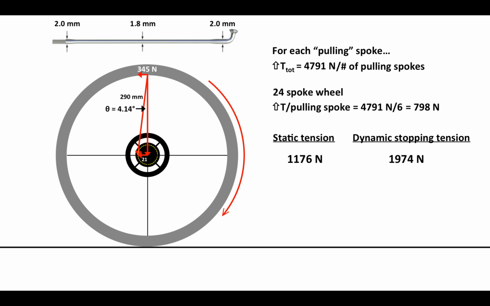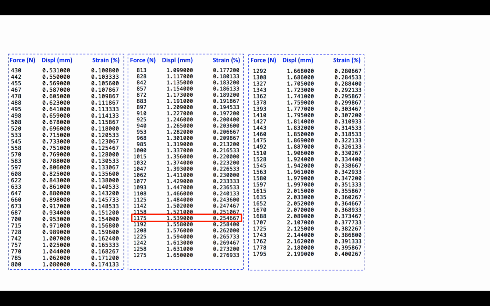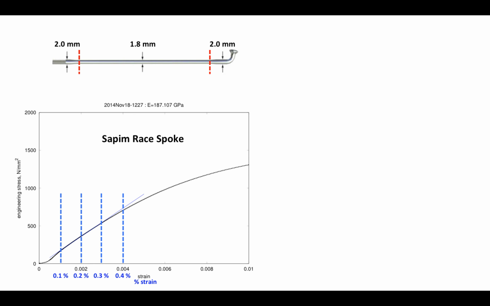If the wheel is made out of Supreme race spokes, which have an initial cross-sectional area of 2.54 millimeters squared, I should be able to take my static tension and look it up in the data that we've got and then see where it lies on the stress-strain curve. Here's 1175 newtons and a percent strain of 0.25. Here's our point of 0.25% strain, which is very comfortably within the perfectly elastic region of 0.1% to 0.3%.